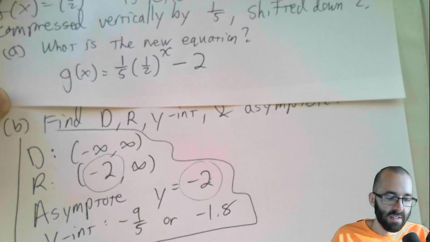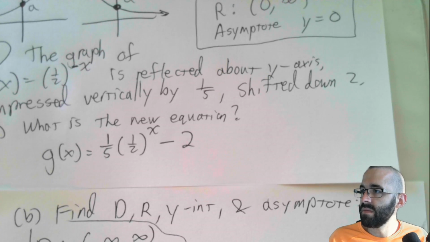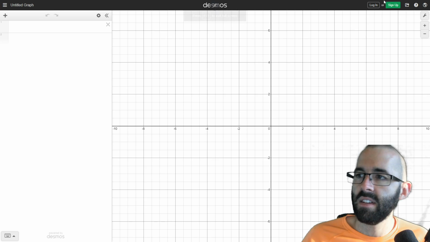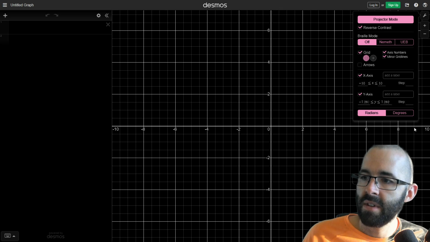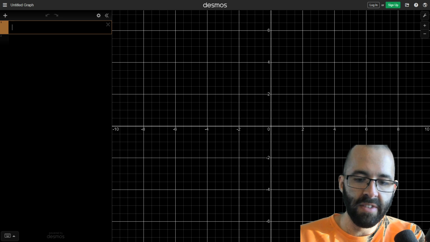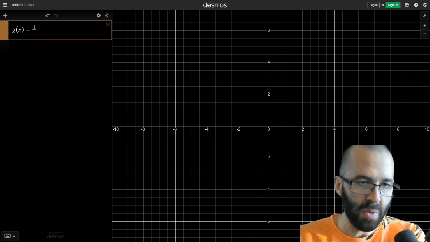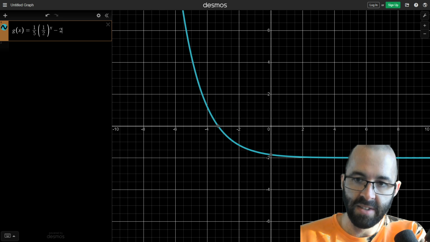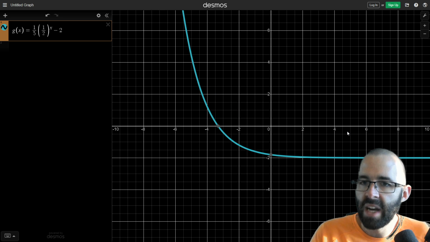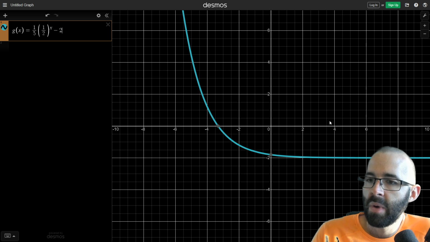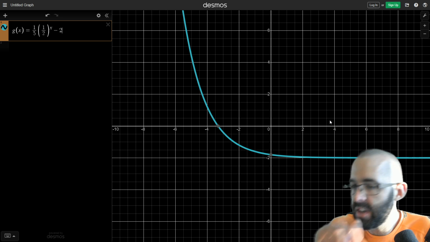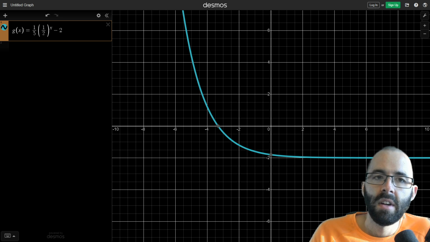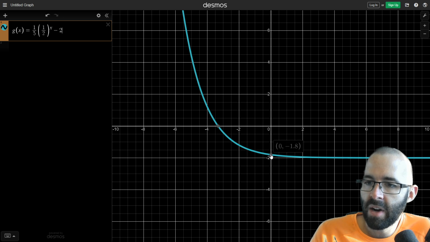Let's check if we're right. Let's graph this new equation. So if we're graphing this, let's go to dark mode. We have g of x is equal to 1/5 times 1/2 raised to the x power minus 2. The domain here, all the x values. Well, we have any x value we want, all real numbers. Look at that b value. That b value is 1/2. That means it should be decay. And again, you can see that we are decaying over time.